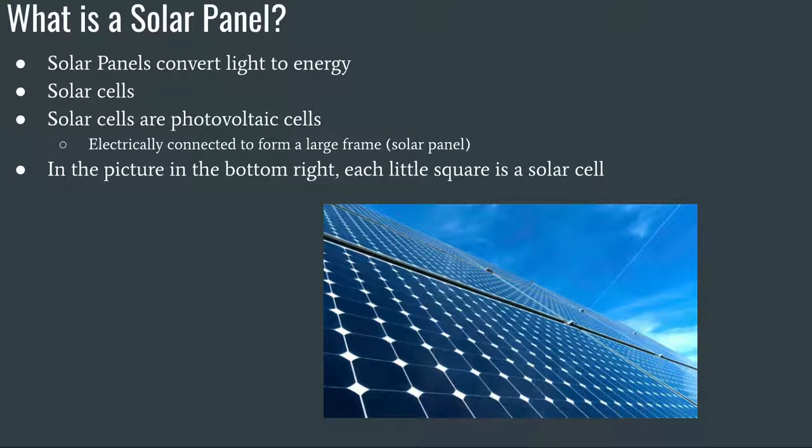What is a solar panel? A solar panel is a collection of individual solar cells in the form of a panel that converts light to energy. These solar cells can be seen in the image on the right. A single solar cell is one of the little squares on this image.